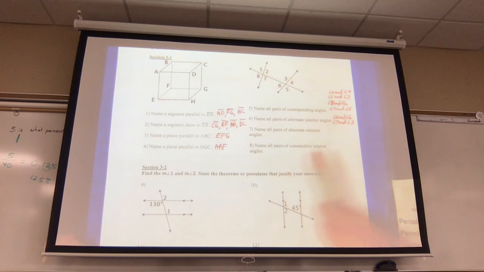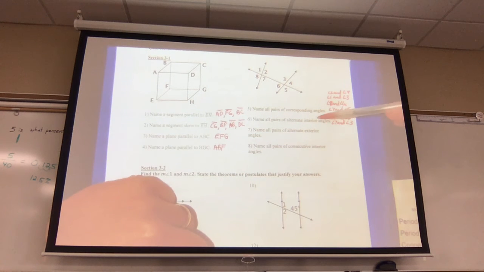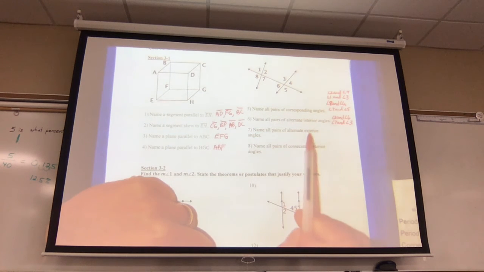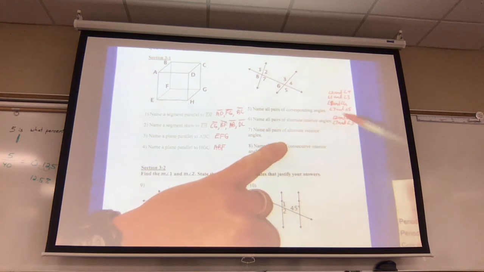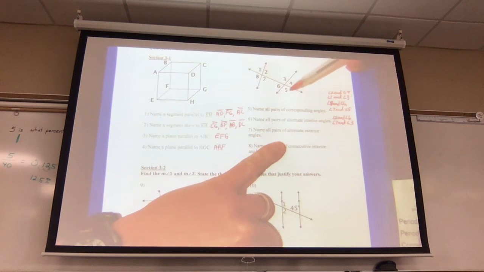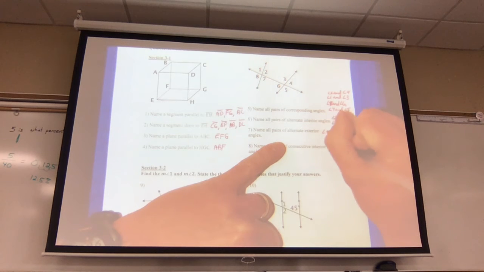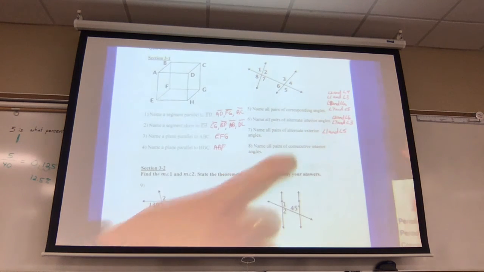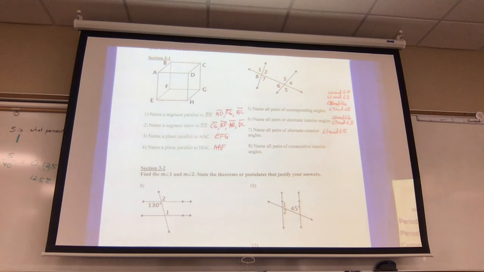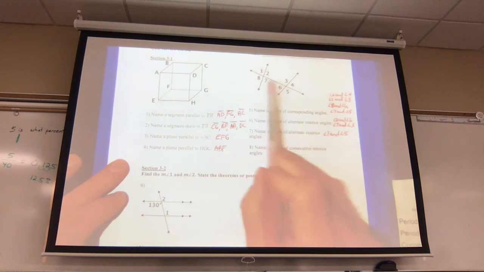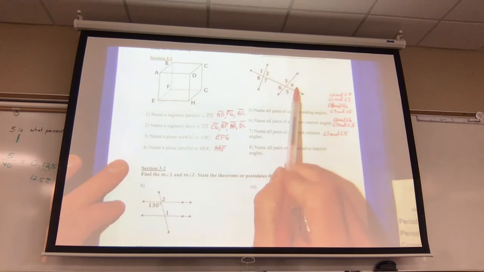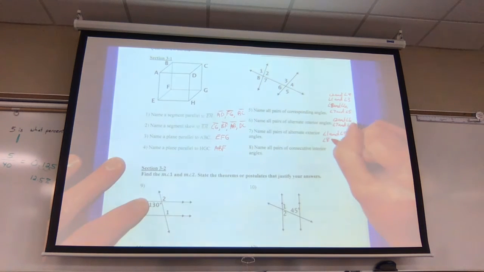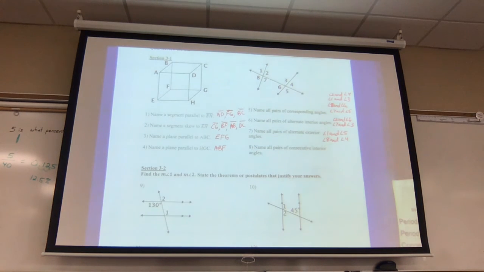Number 7 is also going to have two answers. They want all pairs of alternate exterior angles. Alternate exterior, very similar to alternate interior, except now we're going to be on the outside of the two lines being intersected. So back to my picture here, 1 and 5 are outside the lines being intersected, and they're on opposite sides of the transversal. That makes 1 and 5 alternate exterior. And then our other option here, 8 and 4, those two are both outside the lines being intersected and on opposite sides of the transversal. 8 and 4 would also be alternate exterior.